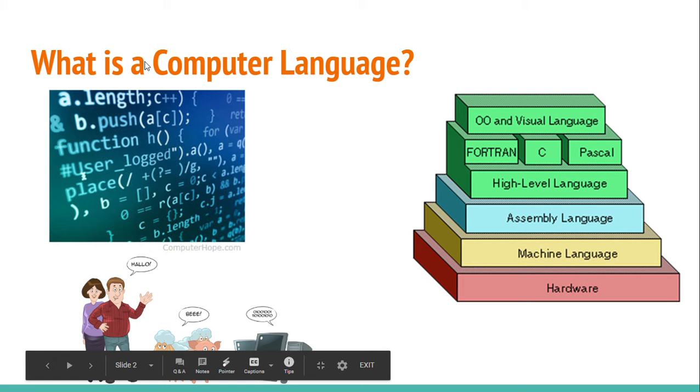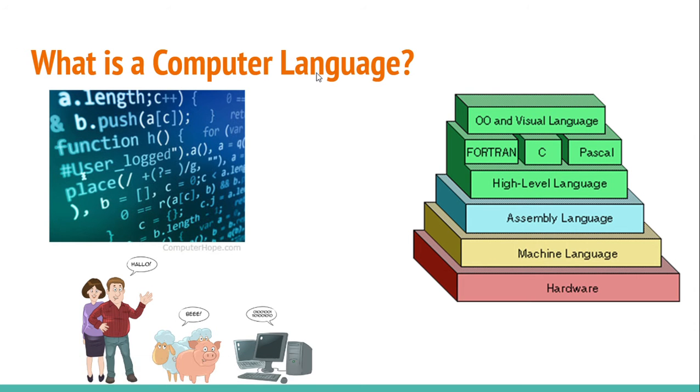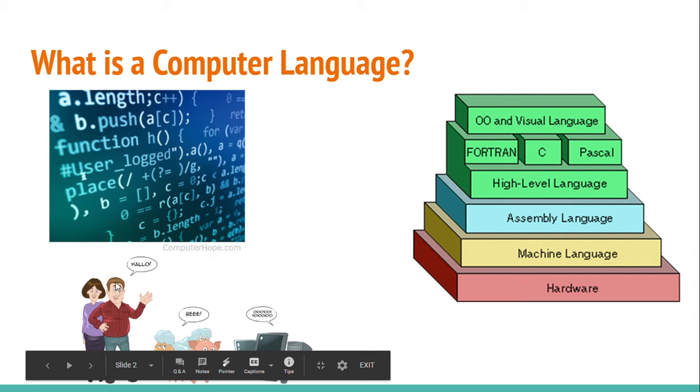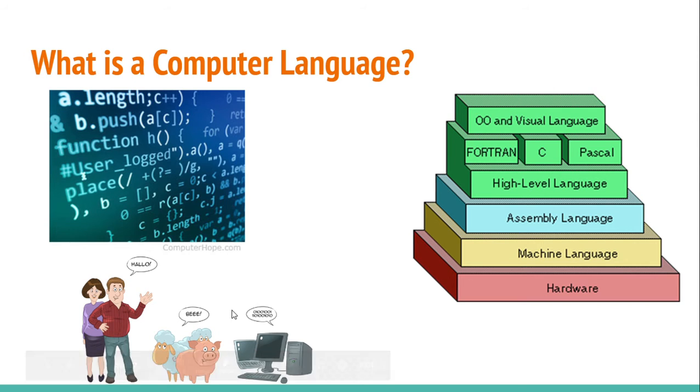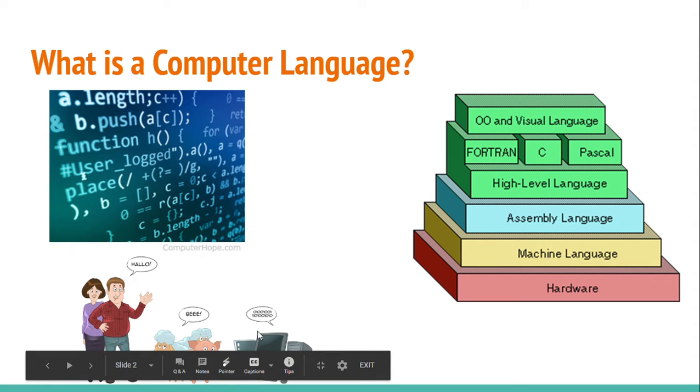So what exactly is a computer language? Well, I have referred to and even talked about computer languages in previous videos, but to be explicit, a computer language is a code made up of characters and symbols that the computer can interpret and use to deliver a task. Like humans use languages such as English, French, Spanish, Hindi, etc., computers have their own languages, called computer languages.